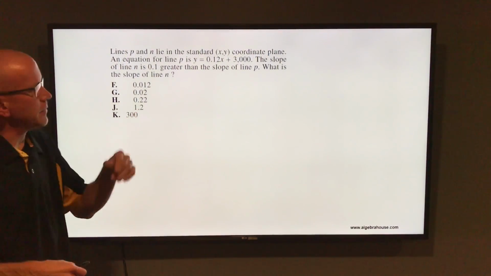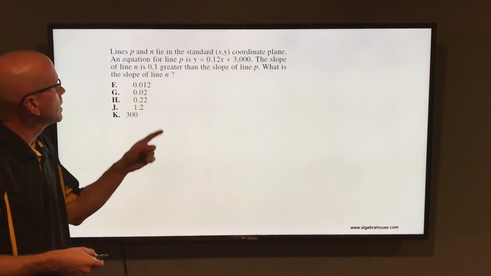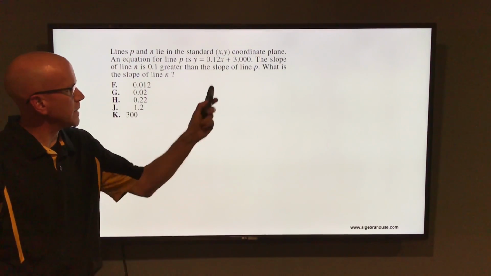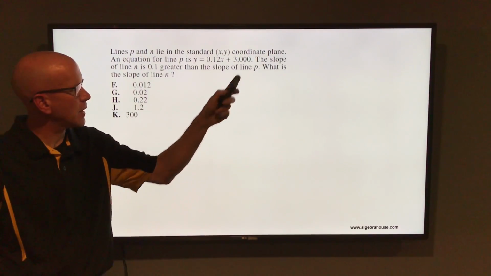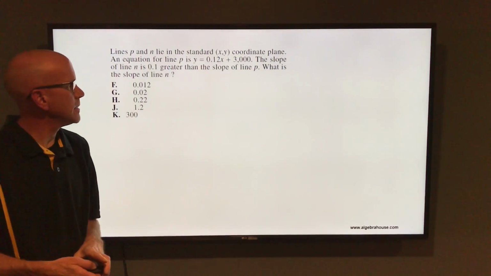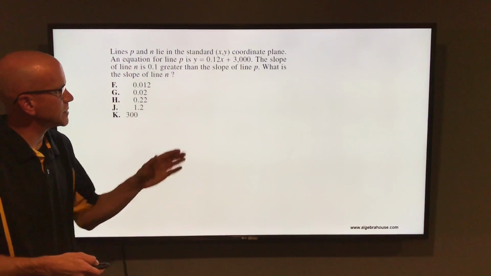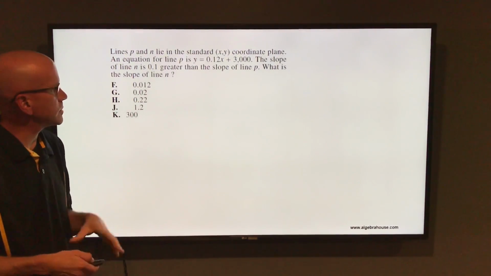Lines P and N lie in the standard XY coordinate plane. An equation for line P is y equals 0.12x plus 3,000. The slope of line N is 0.1 greater than the slope of line P. What is the slope of line N?